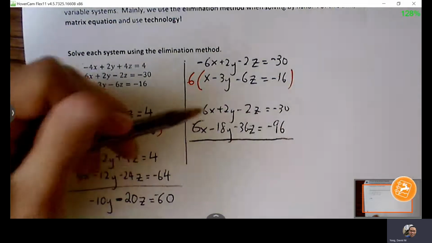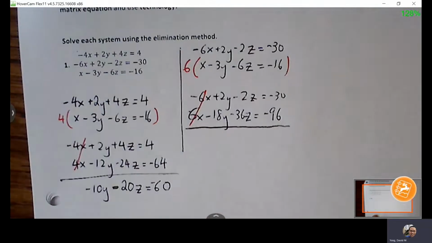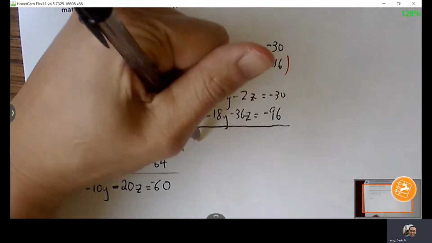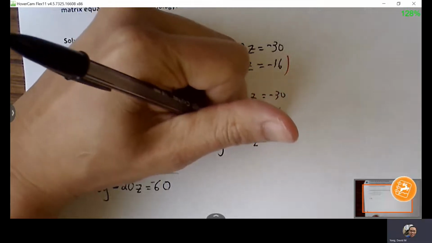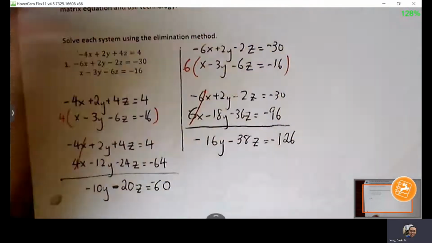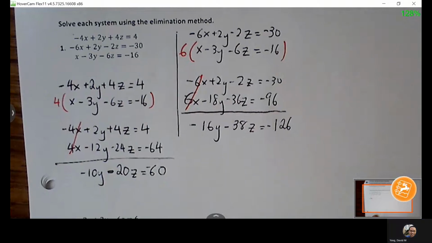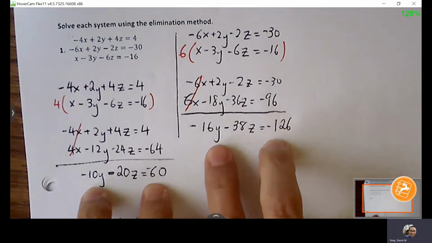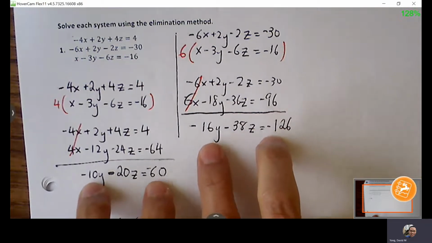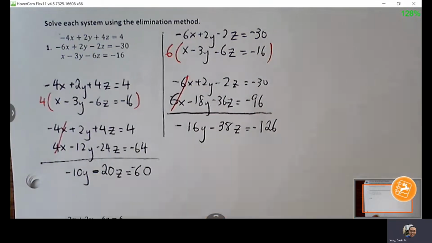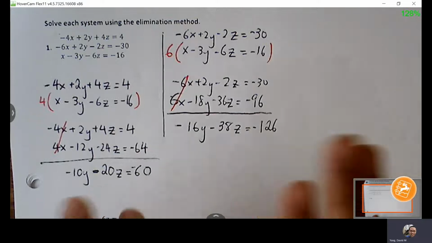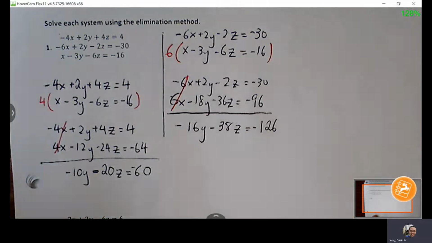Okay, now we can add. Just like what we wanted, we want the x's to go away. So we're at a good spot because now we have two remaining equations where we can try to get one of the two variables to go away, right? So now we're down to two variables, and this is something similar to what we've seen in the past, where we're just trying to solve a system of equations with two variables.